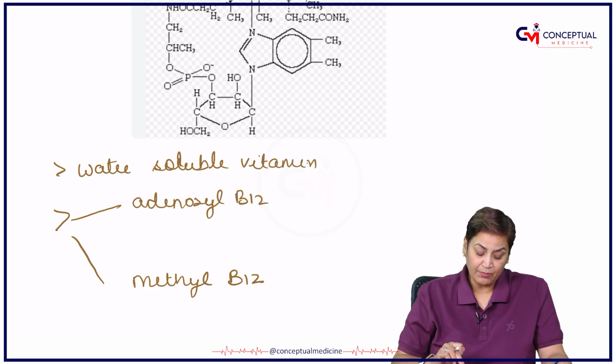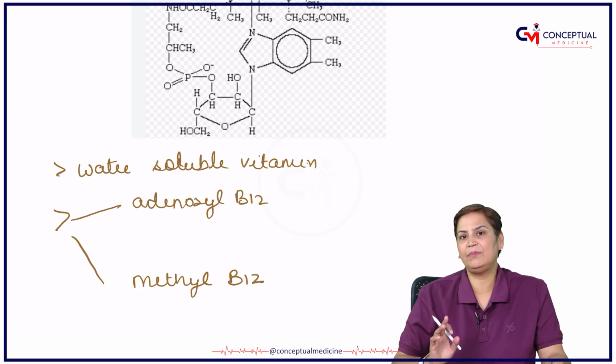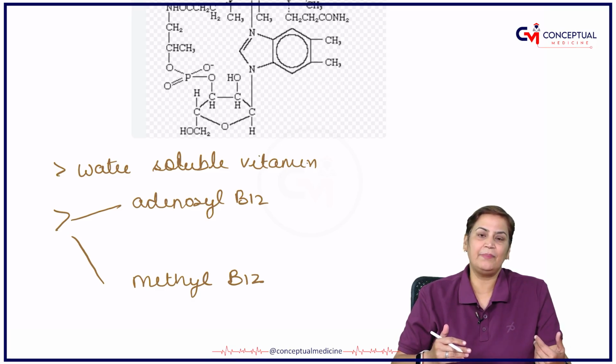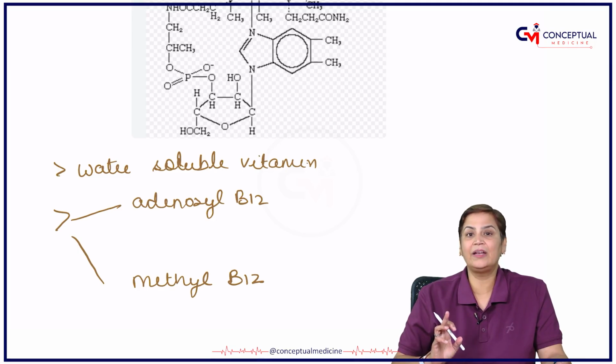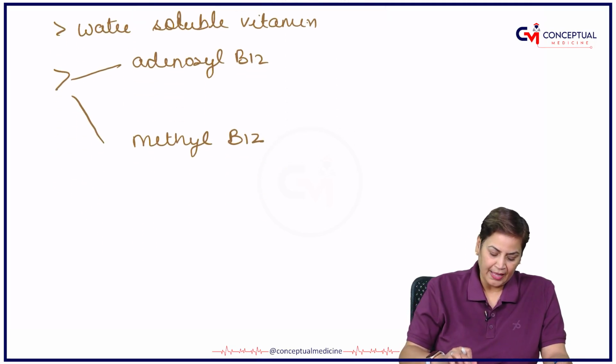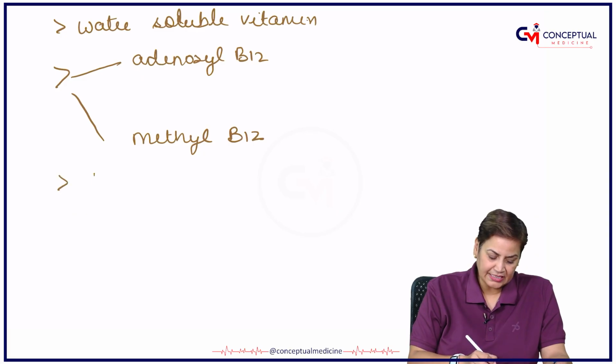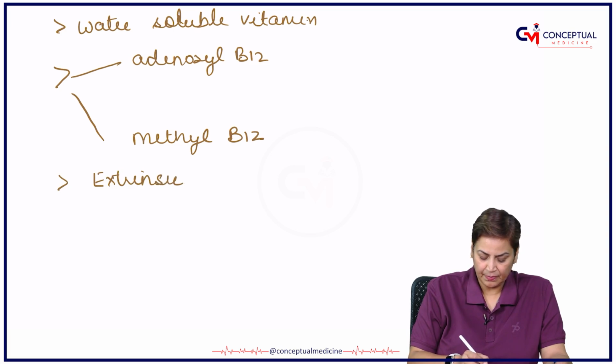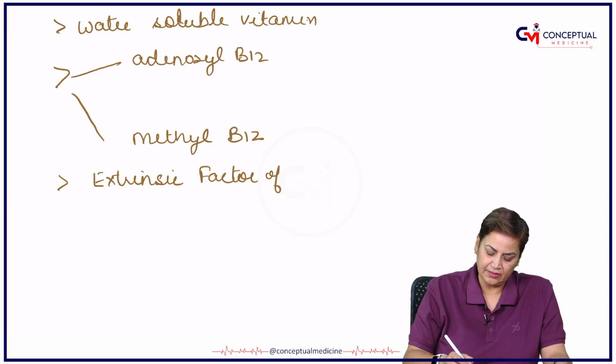Now, another important point to remember about B12 is B9 and B12. They are the 2 hematopoietic vitamins which are dependent on one another in one reaction in the body, which we will be discussing now. Okay, and then it is also known as extrinsic factor of Castle. Extrinsic factor of Castle.